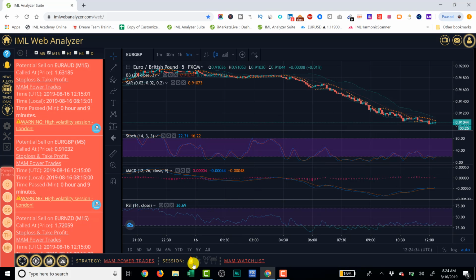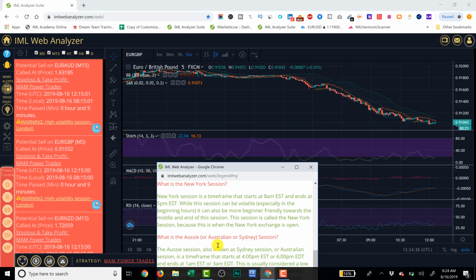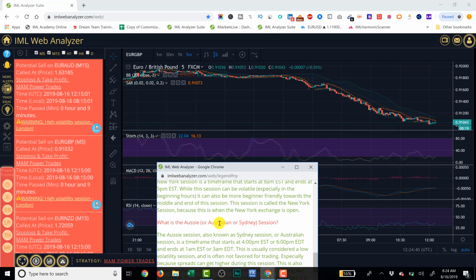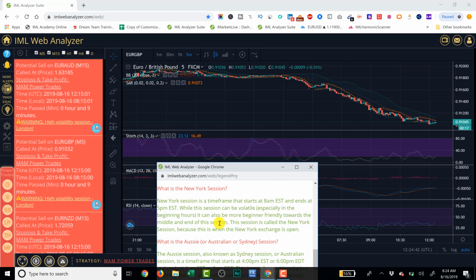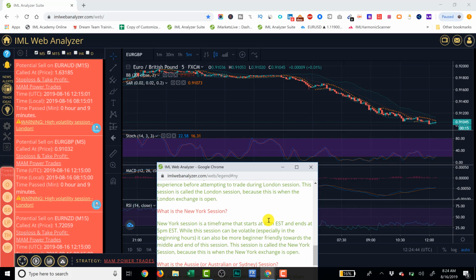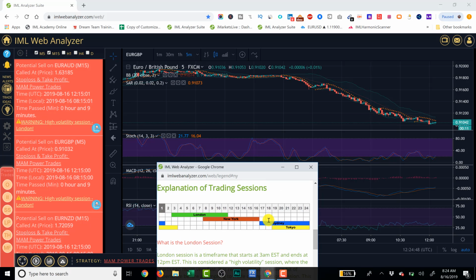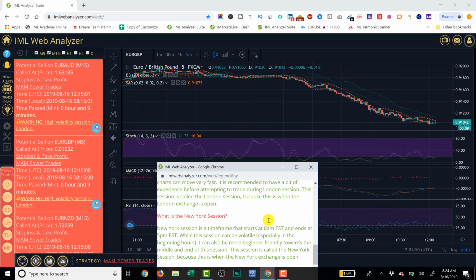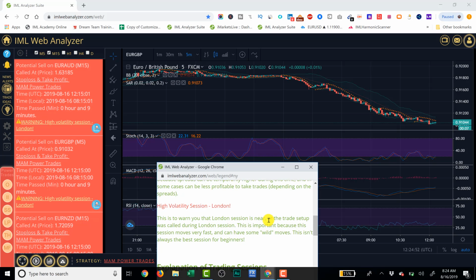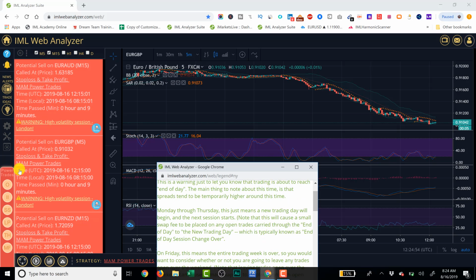See, right here it tells you what session we're in. Talks a little bit about the session, how volatile it is, the times of the session. This is the IML Web Analyzer. It doesn't give you the trades. It doesn't trade for you. It just lets you know it's a potential setup. Potential.